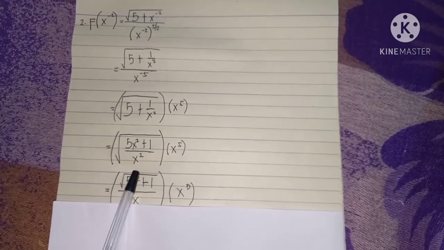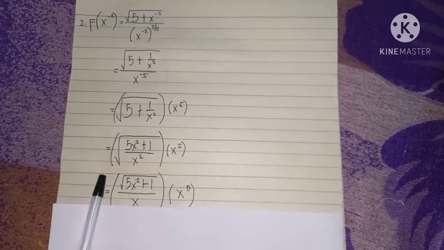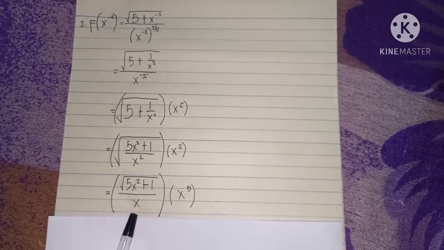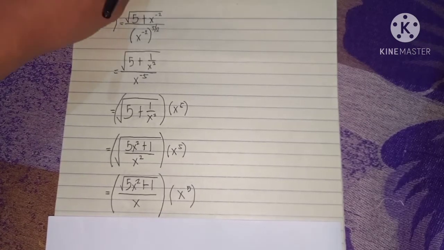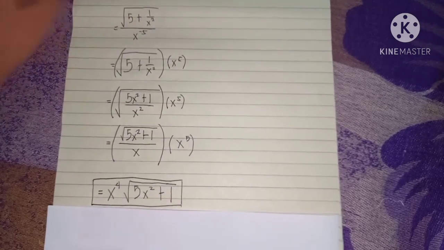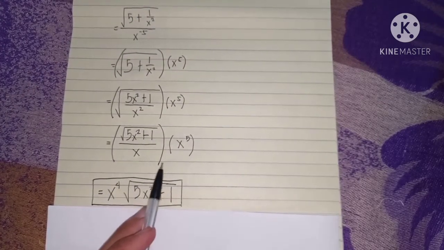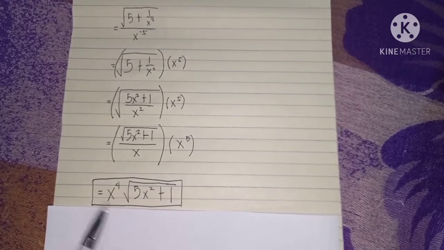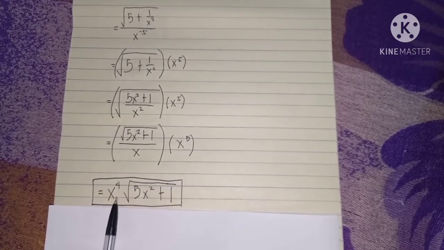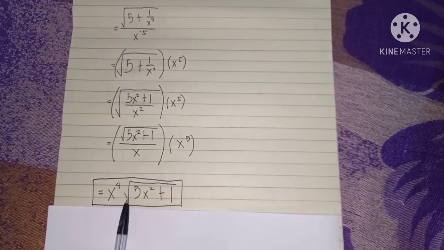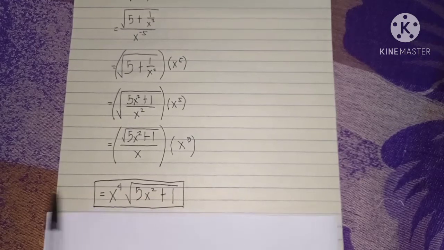So then we're going to simplify. So x squared is a perfect square, so it becomes x since it is a perfect square. Then we try to cancel these two because they have a common factor, which is also x, and our final answer is x raised to the power of 4 square root of 5x squared plus 1. So this is our final answer.